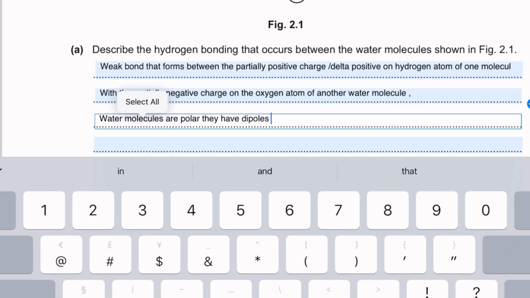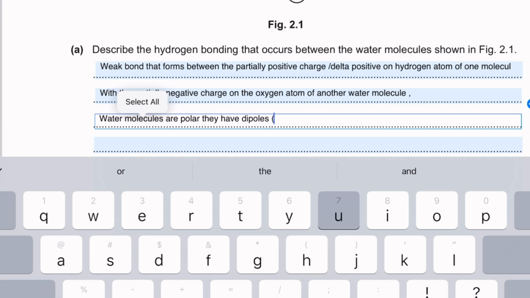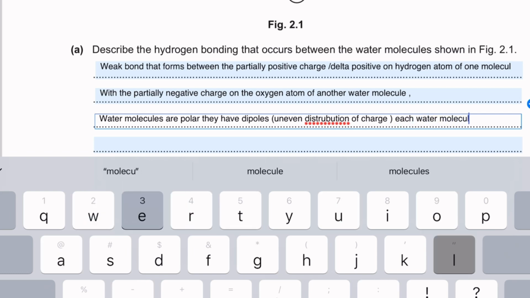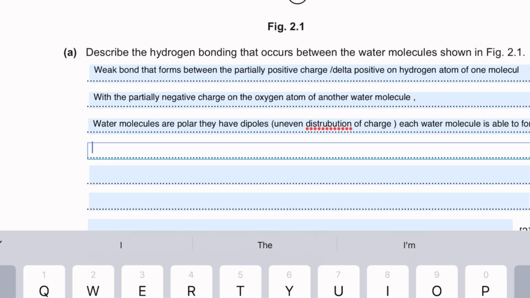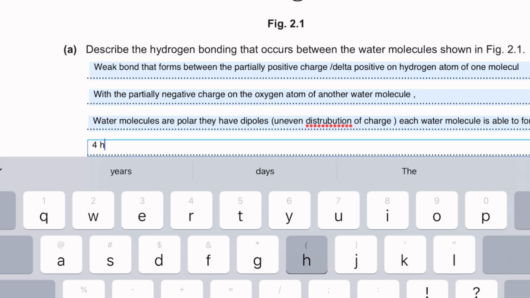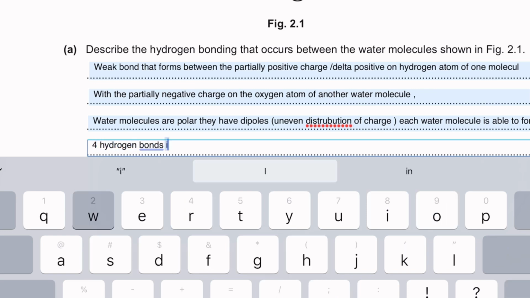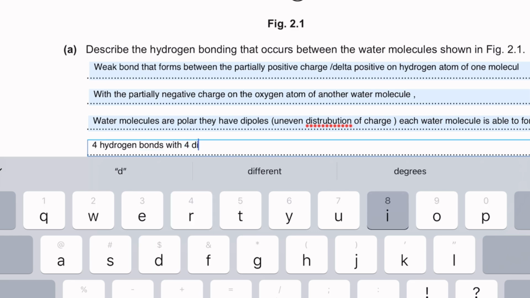So since they have dipoles, so that means it's an uneven distribution of charge, which is why we have a partially positive charge on hydrogen and partially negative charge on oxygen. And that's why hydrogen bonds are going to form. And we can also write down and mention here that each water molecule is able to form 4 hydrogen bonds with obviously 4 different molecules.